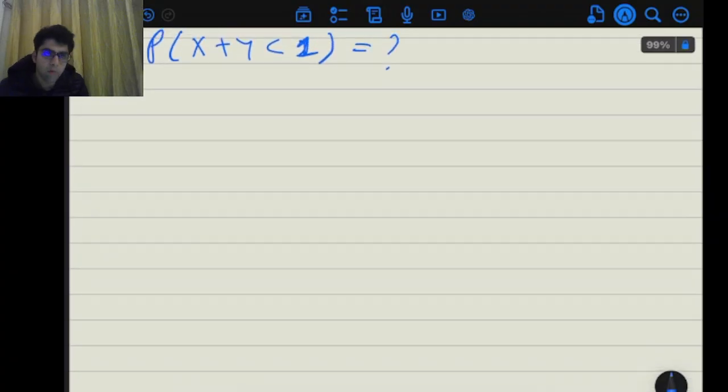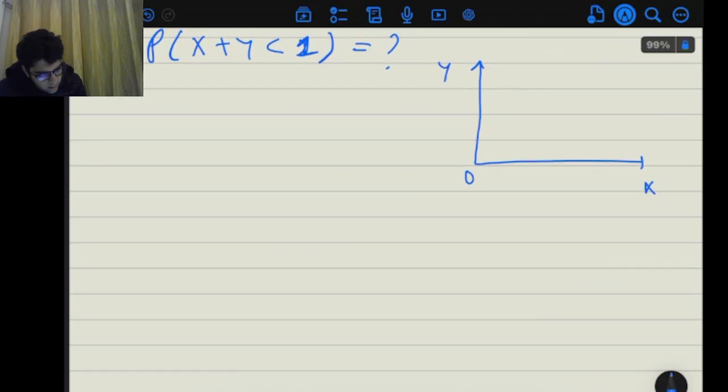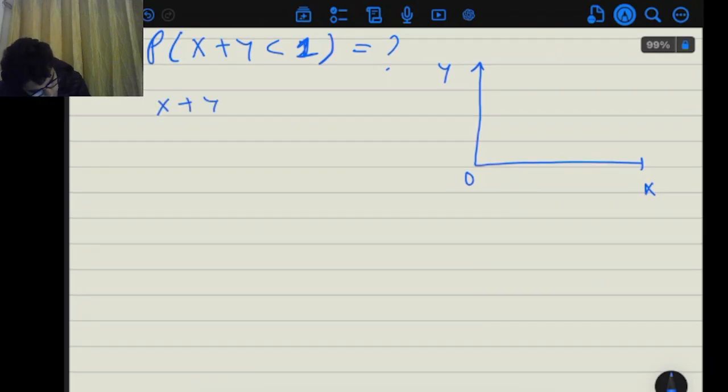We know that x and y both lie between 0 and infinity. So for this, we can just draw a graph. This is my x-axis, this is my y-axis, and I need to draw the line x plus y equals 1, or y equals 1 minus x. So when x is 0, y is equal to 1, and when x is equal to 1, y is 0.